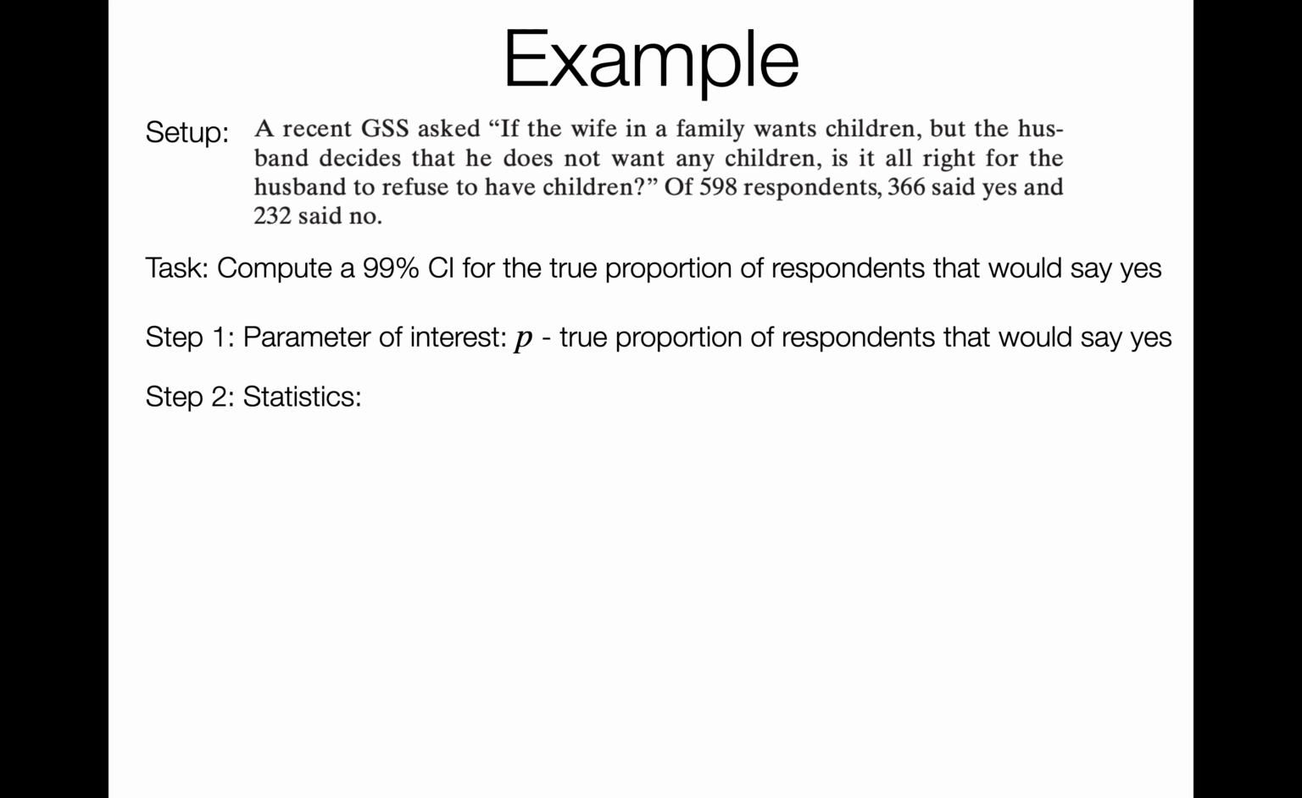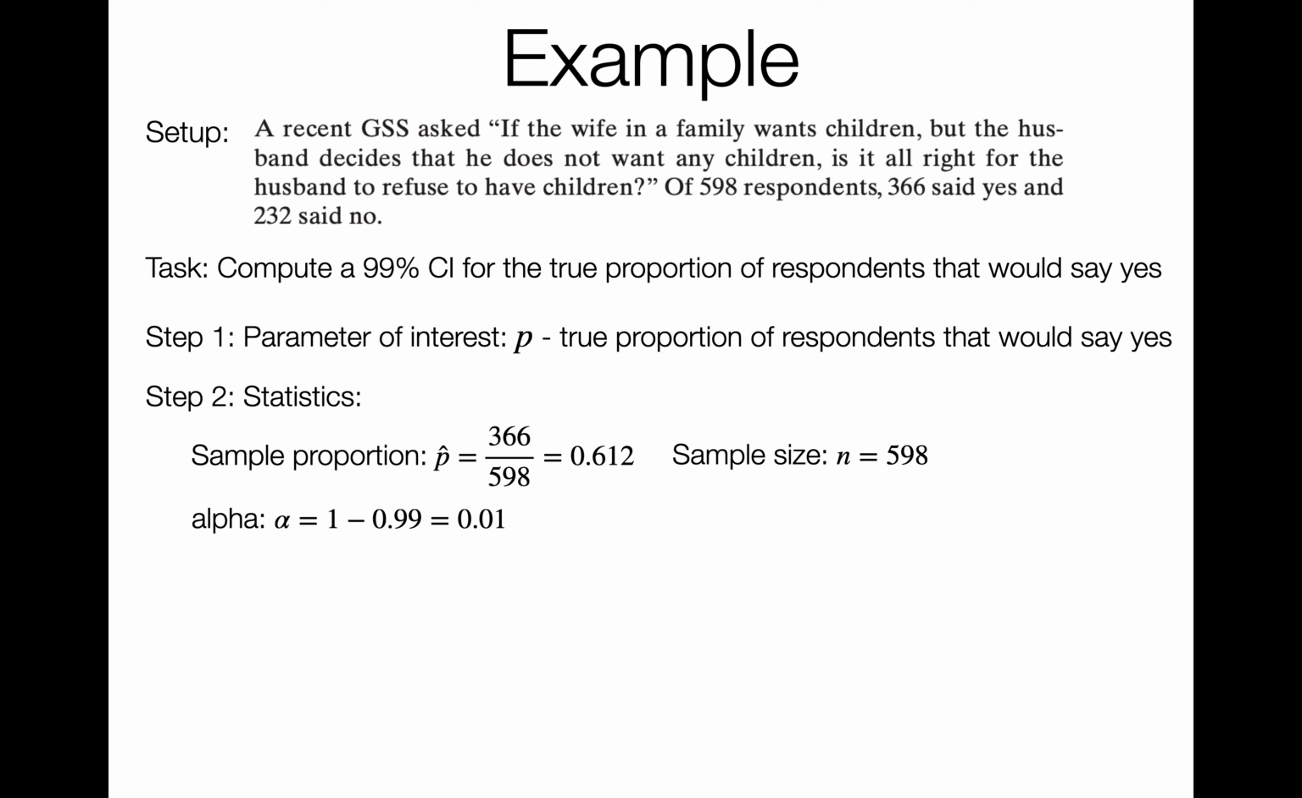Step two is to find all of the statistics that we're going to use. When I say statistics, I mean actual numbers that we're going to use. The first one we're interested in is the proportion of people who said yes. That's our sample proportion. 366 said yes out of a possible 598, so I divide the two and I get the sample proportion is 0.612 or 61.2%. I'm always going to keep it as a proportion, not a percent. The sample size, n, is of course 598.